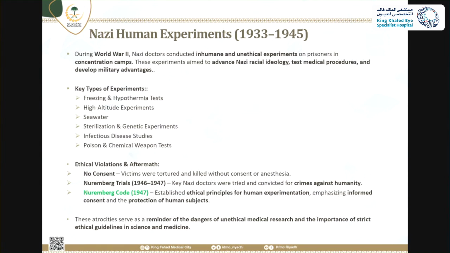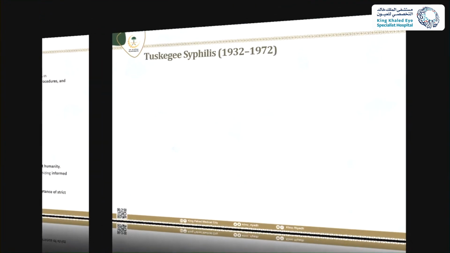Also, for the protection of the human subjects, the researchers should prove any measures for the protection of the research subject. So this is the first code that came as a response to the Nazi experiment.